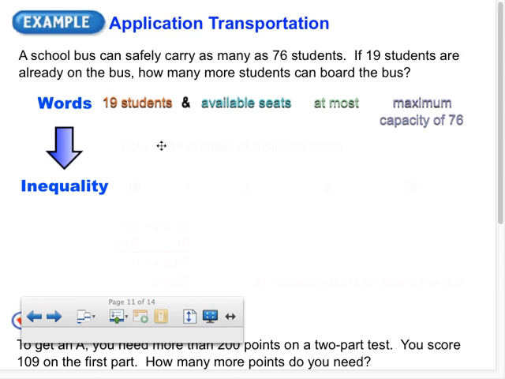Okay, and my variable, I just let S for seats be my variable. You could have chosen whatever variable you wanted. And then here's what my inequality looks like. N plus S is going to be less than or equal to 76. Are we good? Now, here's my inequality. Can you guys go ahead and solve that?